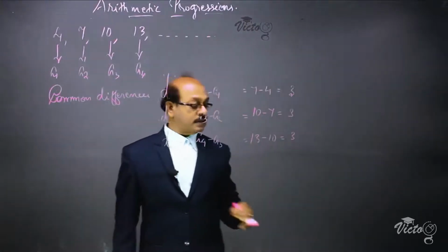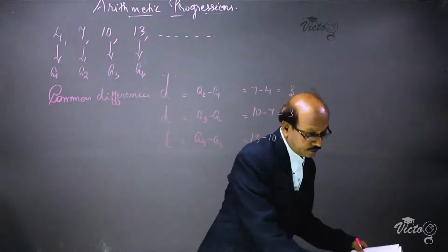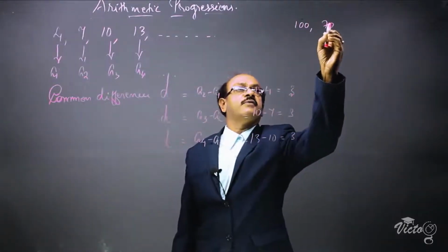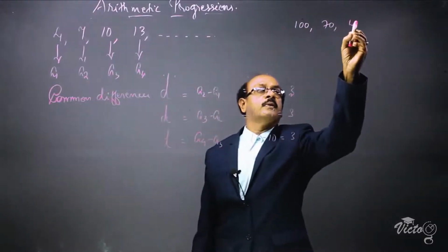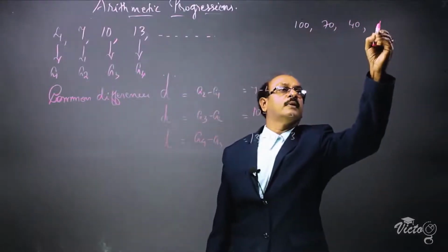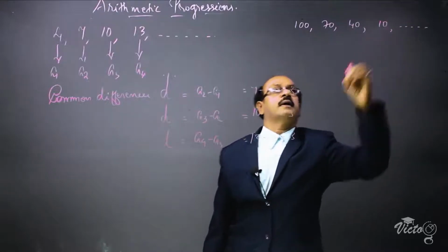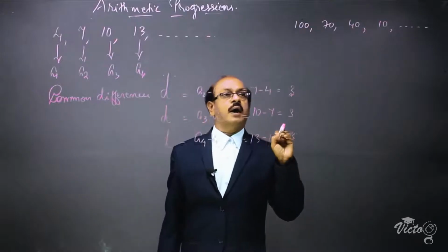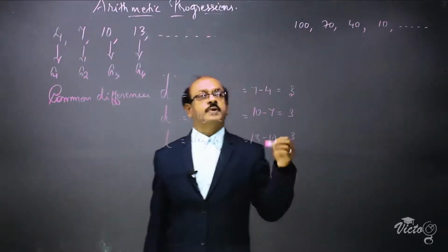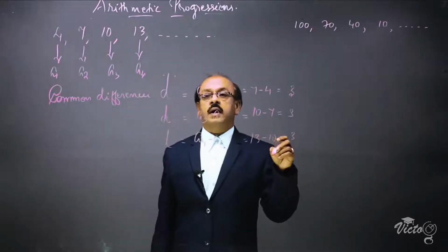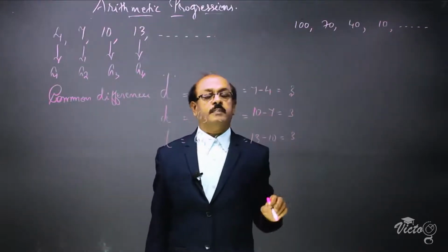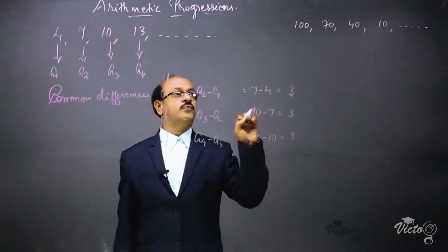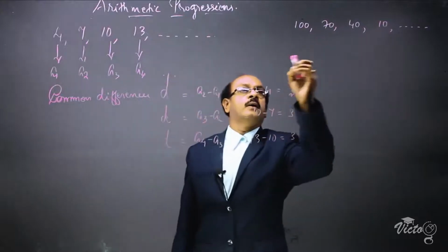Let us take another example. 100, 70, 40, 10, etc. This also is an arithmetic progression, because if we are adding a particular number to the first term, we will obtain the second term. And if we are again adding that particular number to the second term, we will get the third term. What is that particular number, or what is the common difference of this arithmetic progression?